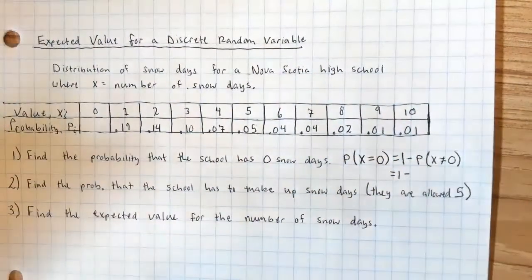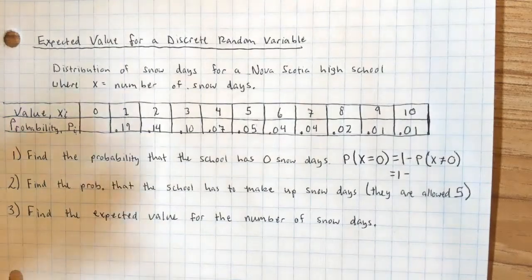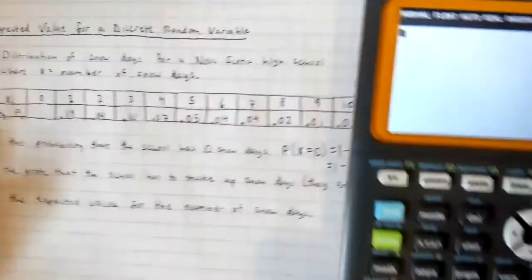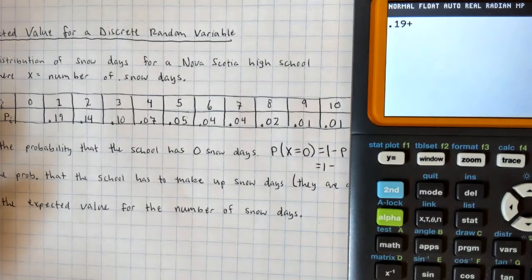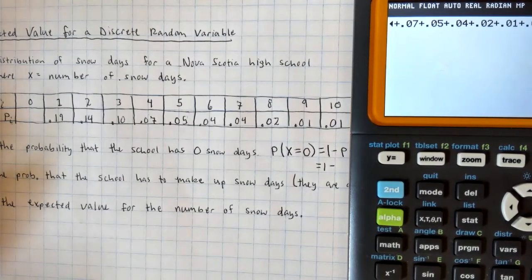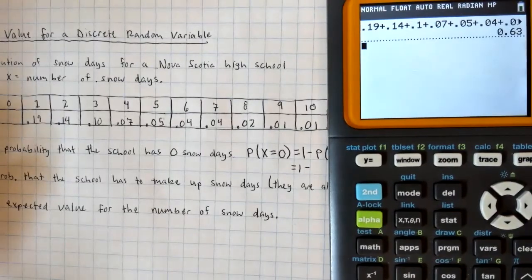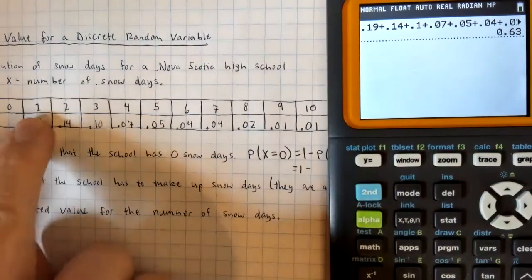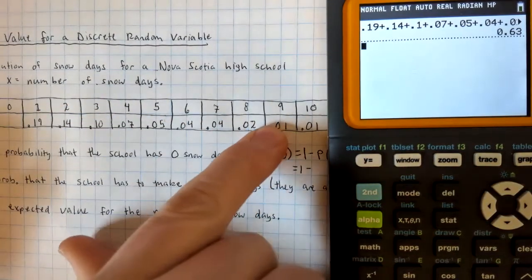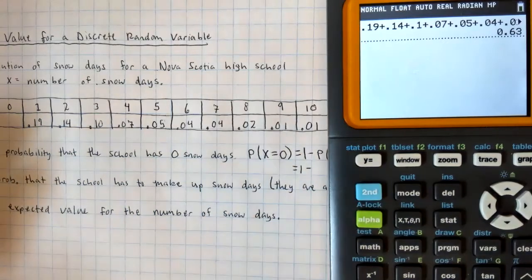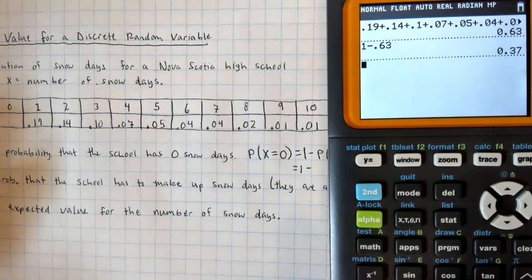1 minus, to get the probability that it's not equal to 0, of course, we'll just add together all of these probabilities. So I'll get out a calculator for that. 0.19 plus 0.14 plus 0.10 plus 0.07 plus 0.05 plus 0.04, 0.02, and then I have 0.01 two times at the end. Okay, I'll hit enter and we get 0.63. So all of these probabilities added together are 0.63. So the probability that X equals 0 is 1 minus 0.63, and we get 0.37.